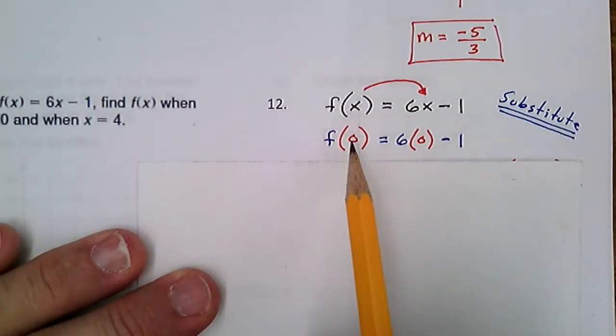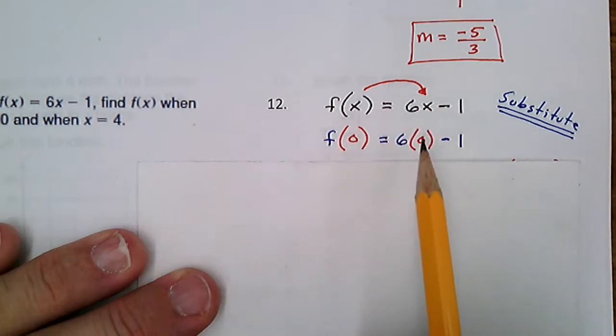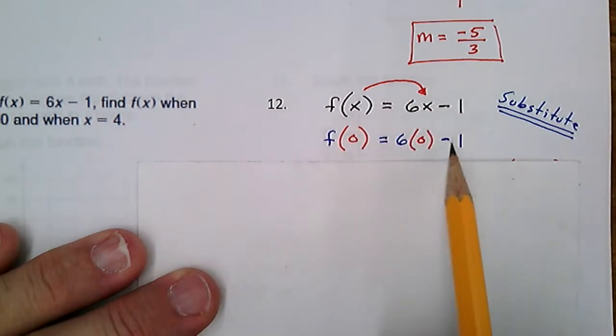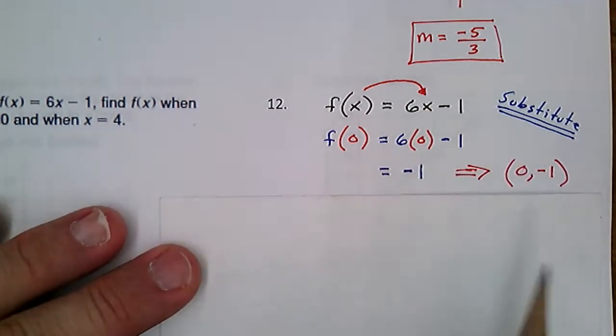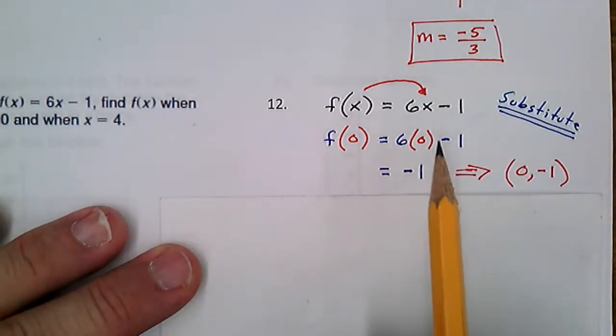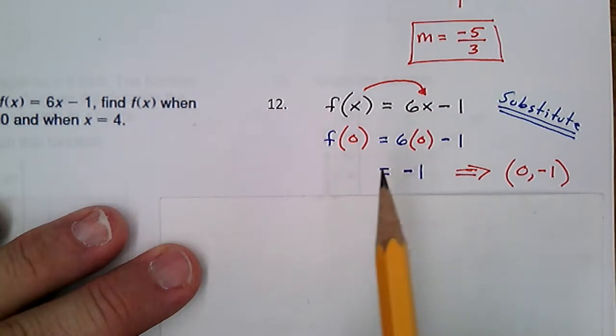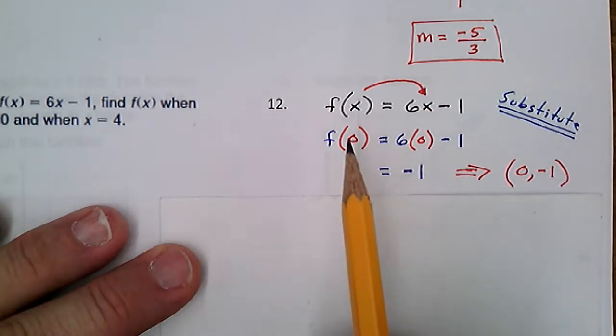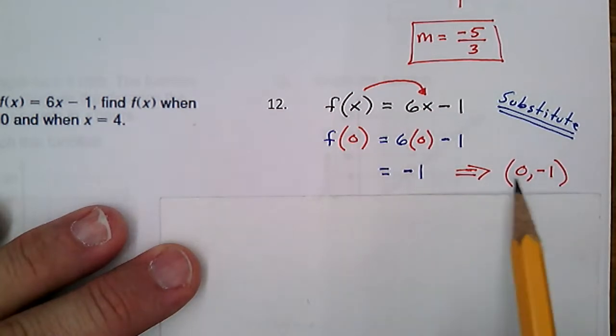X is equal to 0. Okay, so I'm going to drop 0 into there. So 6 times 0 is 0, minus 1, and so that's going to be a negative 1, right? 0 minus 1 makes negative 1. So I know the dance partner, 0, is dancing with negative 1.